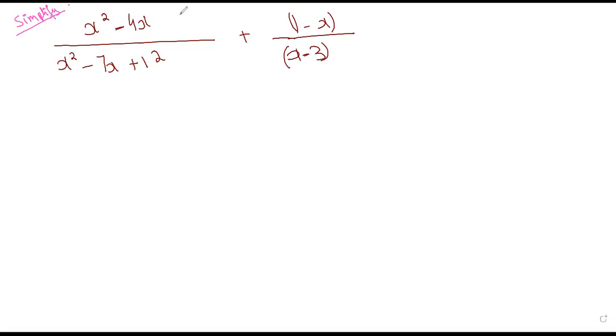Let's talk about the first fraction. Let's start our working with the numerator of the first fraction. So I can take x common and I will have x minus 4. And now if I talk about the denominator, I need two numbers such that when I multiply them, I get 12 and when I add them, I get minus 7. So which two numbers come to your mind?